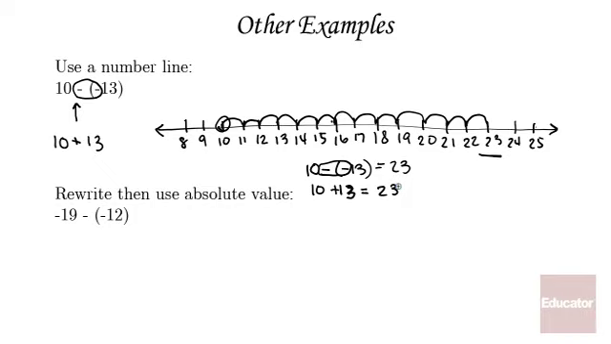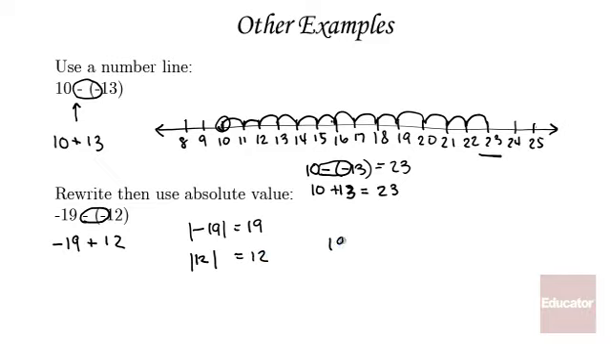Let's try another example of subtracting integers by rewriting using absolute value. If I rewrite this by taking care of the double signs here, a negative times a negative is a positive. So I now have negative 19 plus 12. I'm going to find the absolute value of negative 19. That is 19. And the absolute value of 12. That is 12.